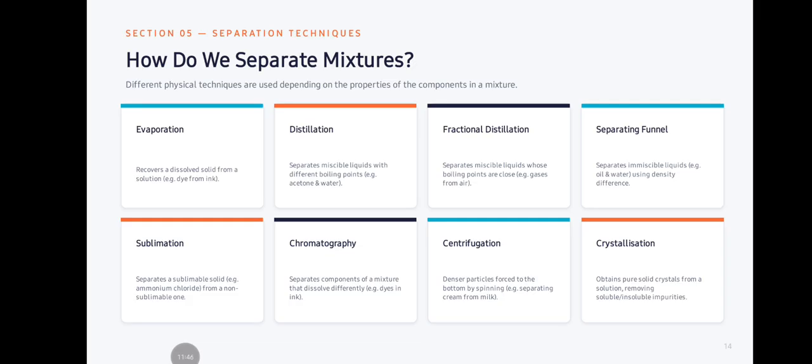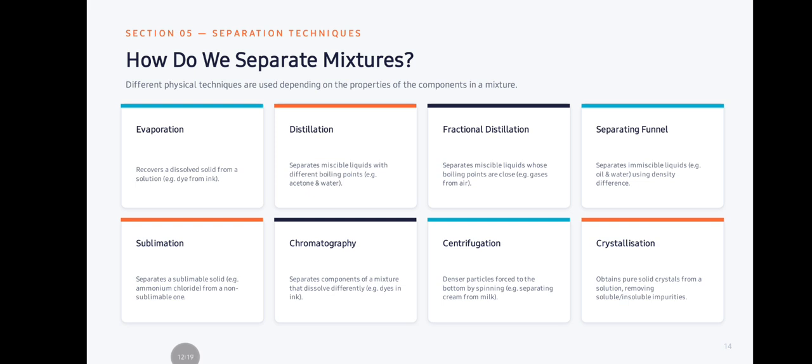So how do we separate mixtures? Different physical techniques are used depending on the properties of the components in a mixture. So evaporation recovers a dissolved solid from a solution. Distillation separates miscible liquids with different boiling points. Fractional distillation separates miscible liquids whose boiling points are close. Separating funnel separates immiscible liquids using density difference.